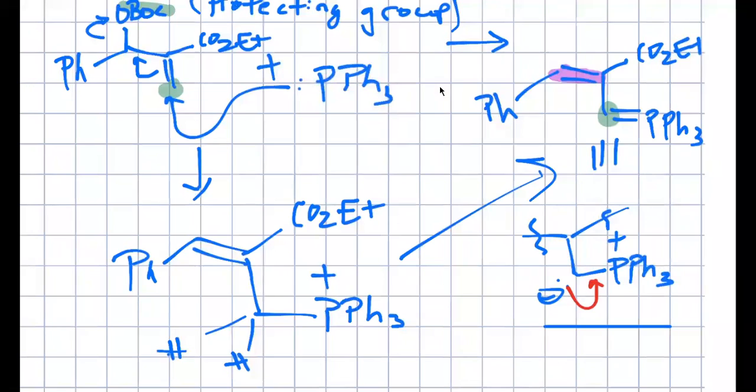So what that means though is that carbon right here, I need to deprotonate it. Is that right? Yes. In order to get to here, and eventually to the other conformation of the ylide. So what can I do?